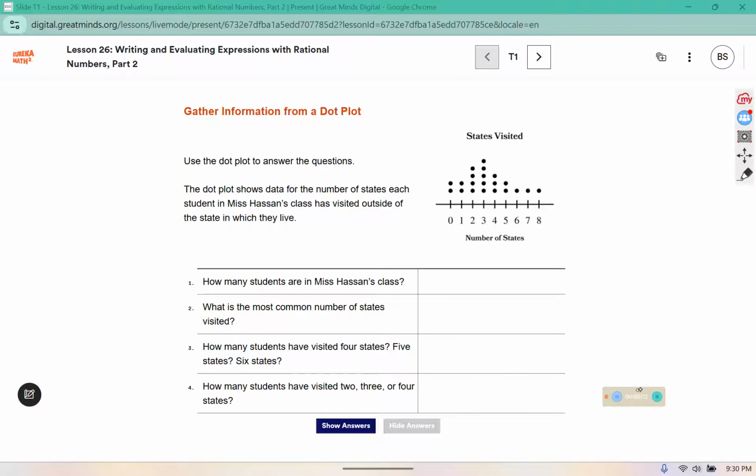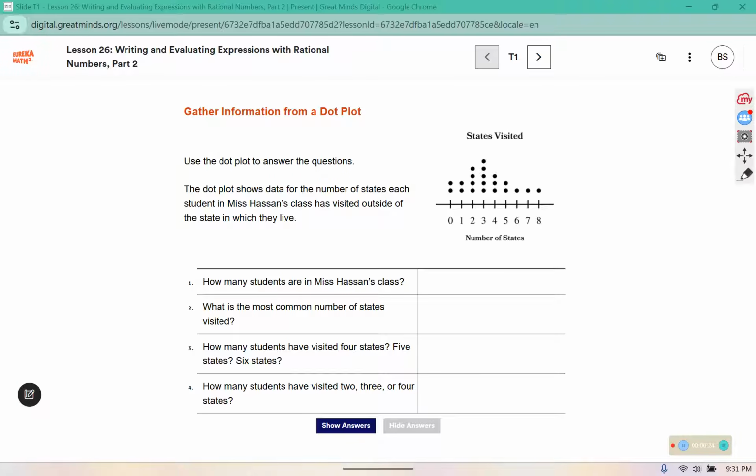Use the dot plot to answer the questions. The dot plot shows data for the number of states each student in Miss Hassan's class has visited outside of the state in which they live. Number 1 asks how many students are in Miss Hassan's class. So you're going to count how many dots are represented in the dot plot.